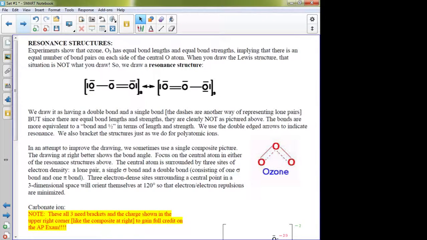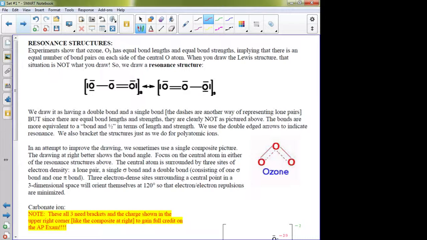All right, resonance structures. I'm honestly going to skim through this, because sometimes your notes can make it more complicated than it is. So just hang on to me for a second.